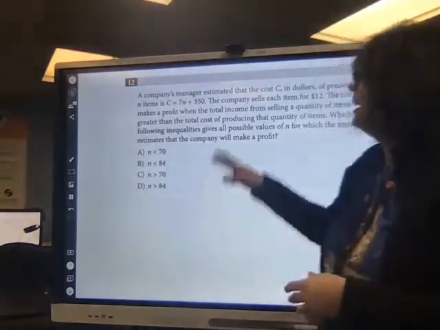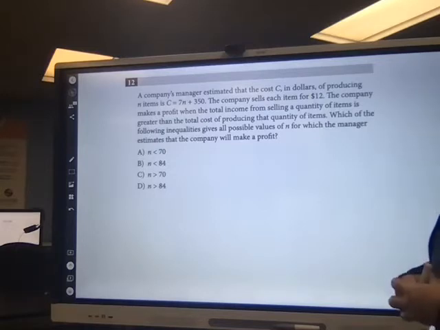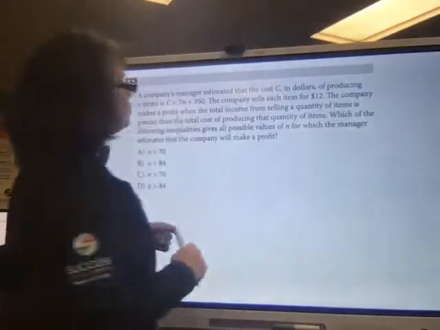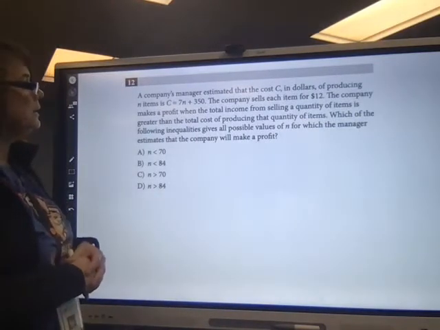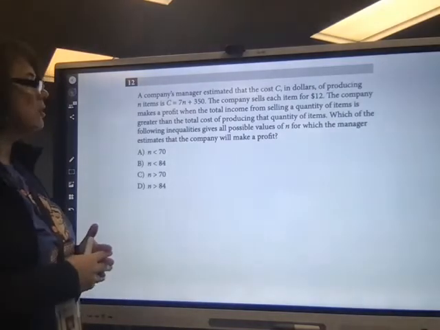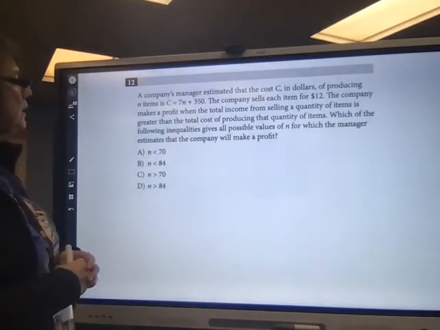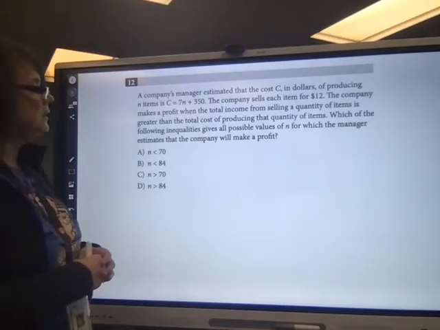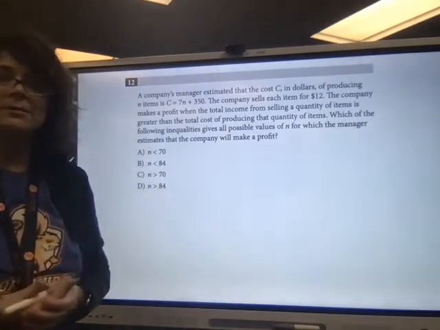So let's begin. This problem says that a company's manager estimated that the cost C in dollars of producing N items is the equation C equals 7N plus 350. The company sells each item for $12. The company makes a profit when the total income from selling a quantity of items is greater than the total cost of producing that quantity of items. Which of the following inequalities gives all possible values of N for which the manager estimates that the company will make a profit? So let's pull out some things that we know.